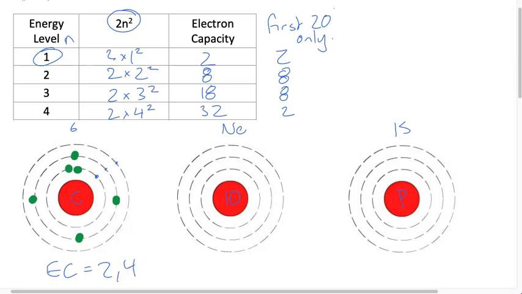Neon, 10 protons, so an atom will have 10 electrons. So 1, 2, and then we start filling the next ones out. I'm going to give them as much space as possible, so 1, 2, 3, 4.